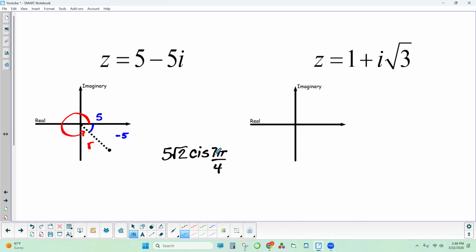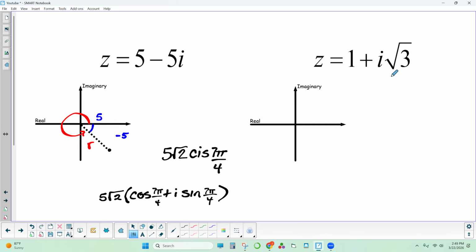Okay. Now this is the shorthand. Okay. I will write that expanded out. So that is R, which is 5 root 2 times cosine theta plus i sine theta. Okay. Now we want to replace theta with 7 pi over 4. So I'm just going to take that out and plug in 7 pi over 4. Okay. So these are equivalent. This is the shorthand. This is the expanded form.